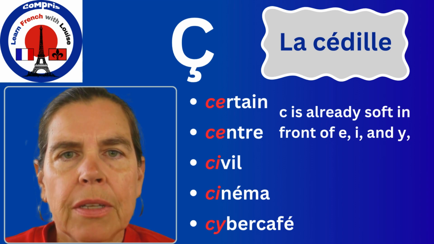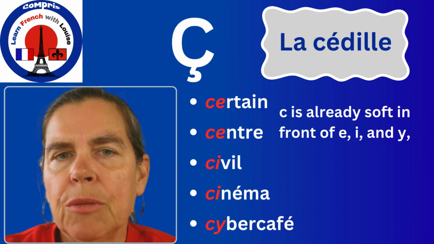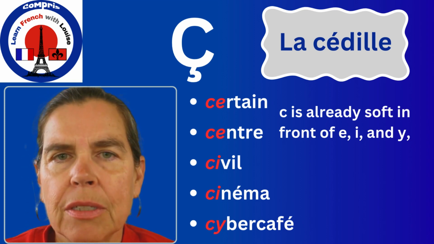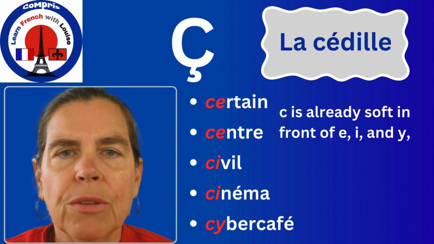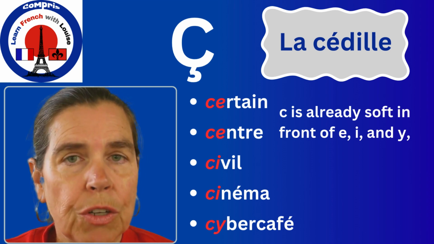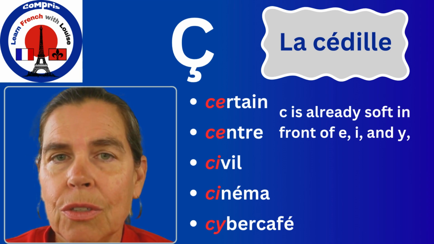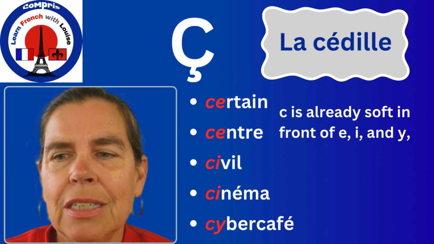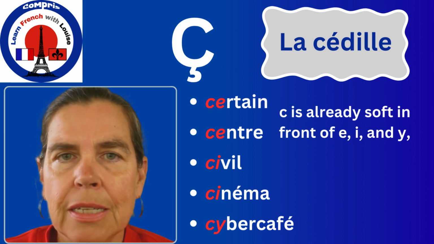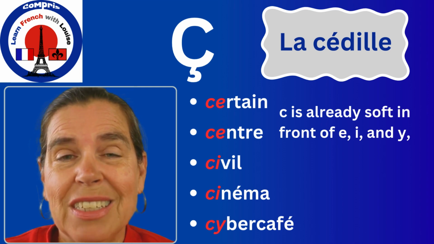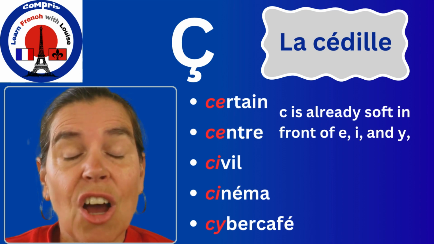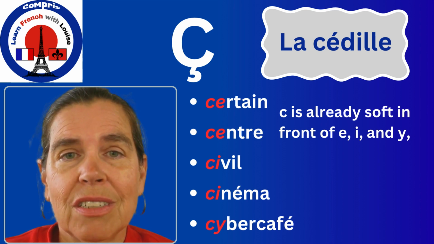And remember as well that if your C is followed by an E, an I, or a Y, it's always going to be a S sound. So if we look at this slide, let's pronounce these words together. Certain, which means certain in French. Centre, civil, cinéma, cybercafé. None of these C's needed a cédille because they are followed by E, I, and Y. So the sound of the C is automatically a S sound.